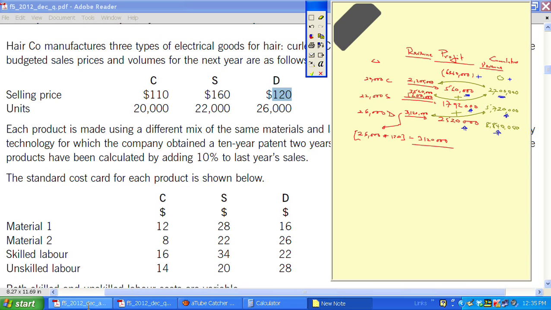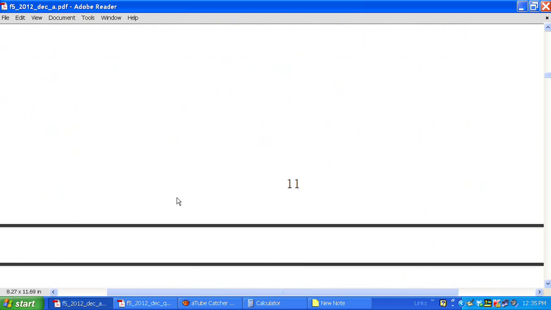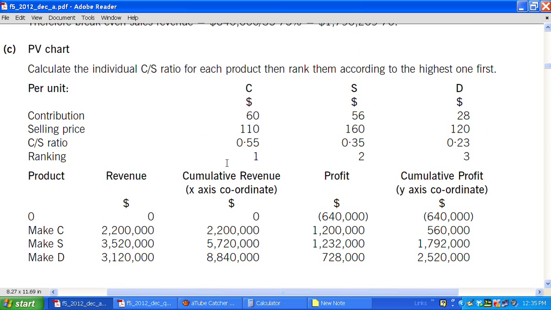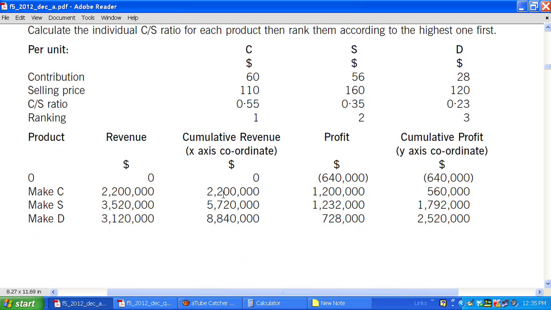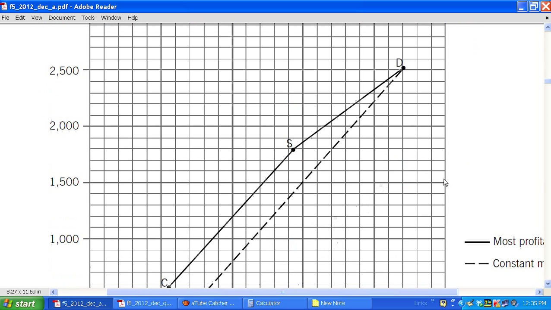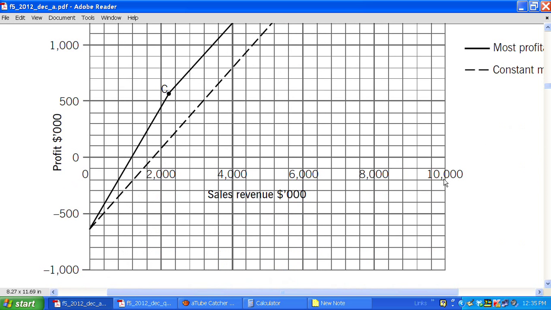So let's look at the solution. This is what we have. Briefly, as you can see, she's been doing the same thing. She got the contribution divided by the selling price, you get the CS ratio, then the ranking, then what we've been doing, these coordinates here, as I'm highlighting, versus these coordinates, which I already have. So this is how the graph looks.